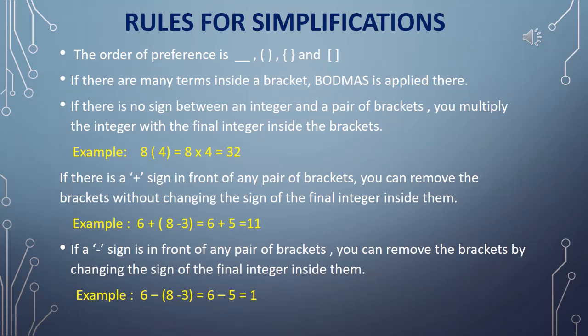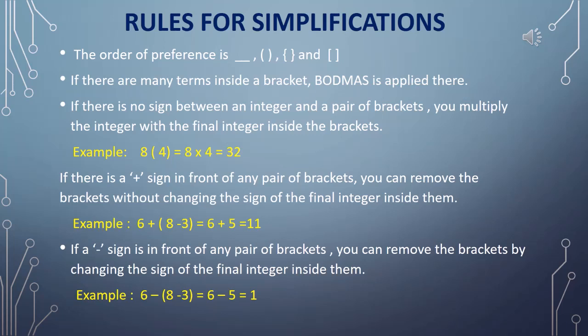In the fourth rule, when there is a positive sign before a pair of brackets, you can simply remove the brackets. For example, 6 plus (8 minus 3) within brackets. Here we will simply remove the brackets because the positive sign will not change the sign of the final term inside the brackets, which is 5. So plus 5 will remain plus 5. We will write it as 6 plus 5 is equal to 11.